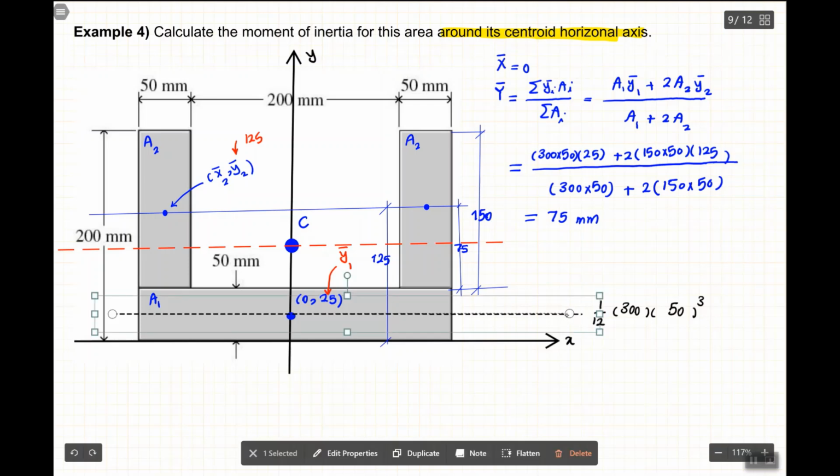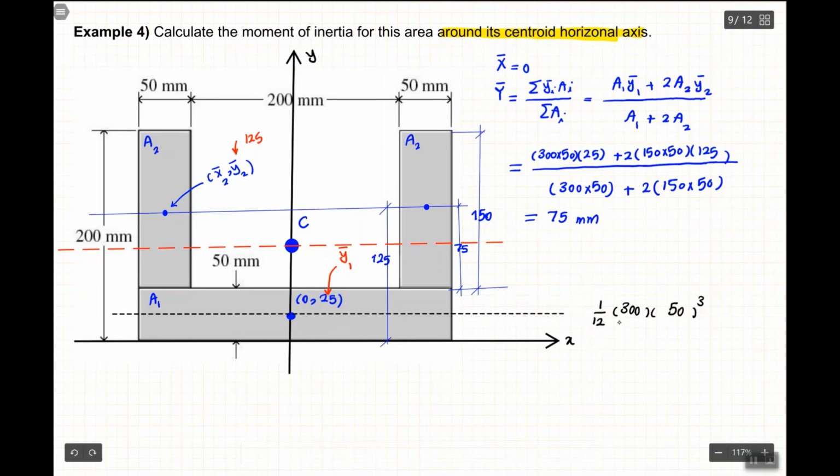Always, in order to avoid mistakes, what I do is write down the two brackets that I have. The one goes to the power of 3, which is the one this axis is crossing. So let's call it I bar 1, because it is for area 1, and we put this bar there to remind ourselves that it's passing through the centroid of that area. I will write the same thing here for I bar 2.